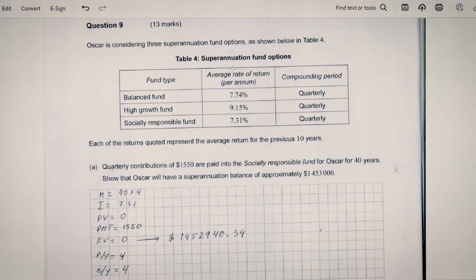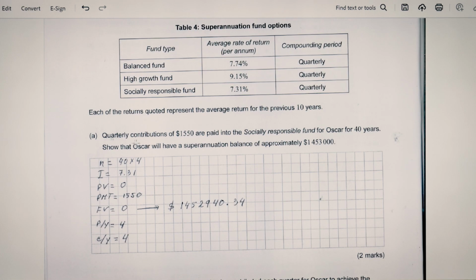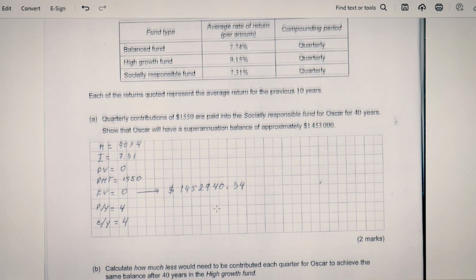So we have 3 superannuation funds here and their interest rates, and all of them compounded quarterly. Okay. A quarterly contribution of 1,550 is paid into the socially responsible fund for Oscar for 40 years. Show that Oscar will have a superannuation balance of 1,453,000. Again, a show question. Again, we want those decimals. We want this number here, okay, so they show it up.